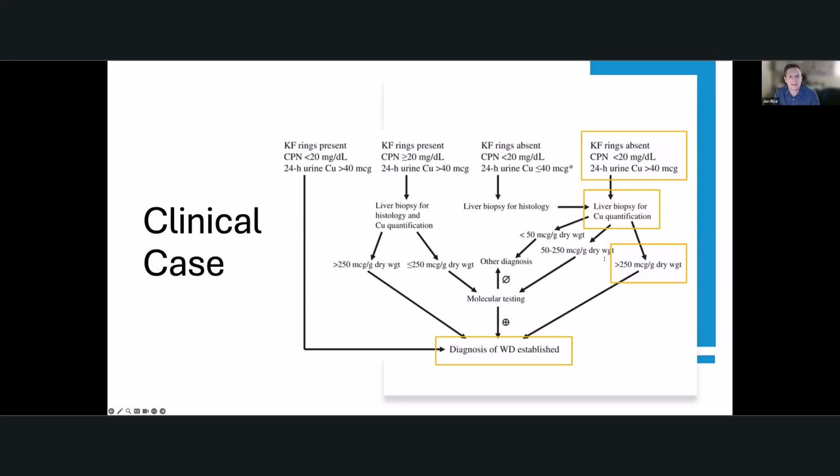So in our patient, she did not have Kaiser-Fleischer rings. Her ceruloplasmin was low, and she had an elevated 24-hour copper. And we got the biopsy, as you can see it there, with an elevated level. And so we made the diagnosis of Wilson's disease.